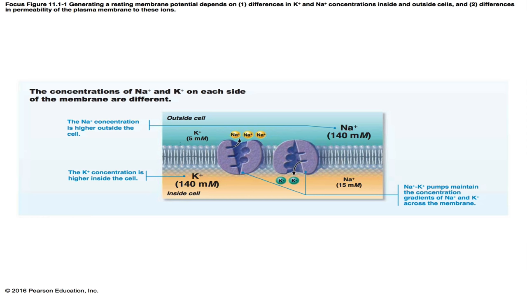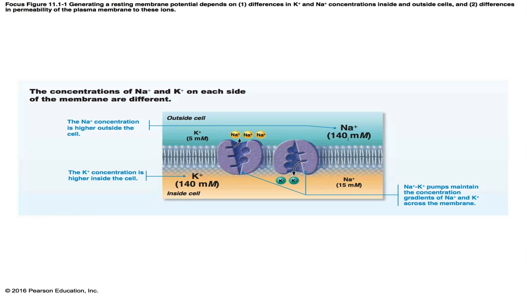This image here is showing you that the concentrations of sodium and potassium on each side of the membrane are different. When you look over here, these are the sodium and potassium pumps that are maintaining this concentration gradient for sodium and potassium across this membrane. On the outside of the cell, potassium has a concentration of 5 millimoles, and on the inside of the cell, potassium has a concentration of 140 millimoles. As for sodium, again, sodium is less concentrated on the inside of the cell and more concentrated on the outside.